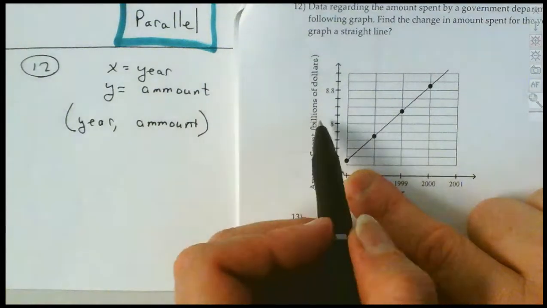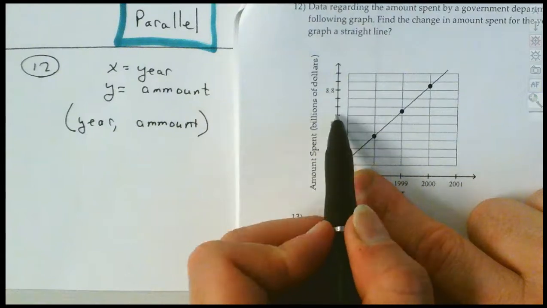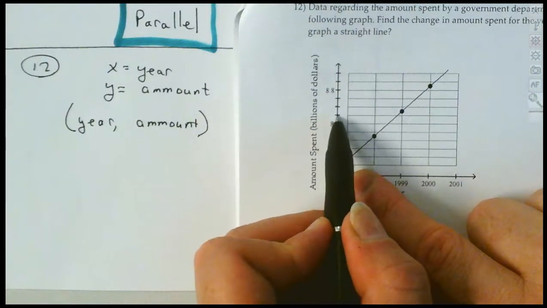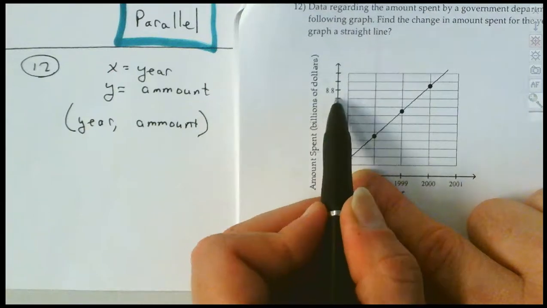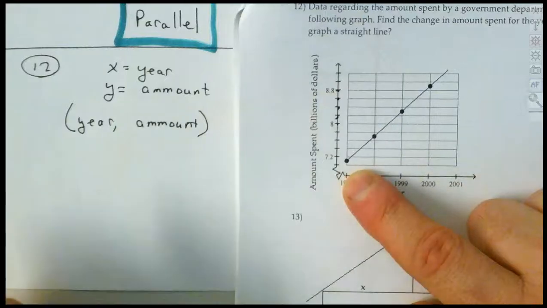So let's try to see how these labels and units are done. Okay, so I'm up at 8. There's 1, 2, 3, 4. Okay, so it looks like this is 8, 8.2, 8.4, 8.6, and 8.8, right? It's going 0.2 every time.